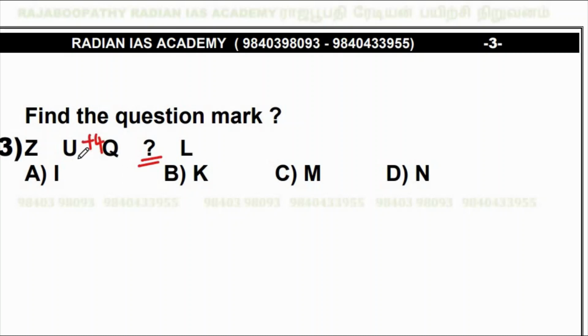Q plus 4 is U. Similarly, U, V, W, X, Y, Z. U plus 5 is Z. Therefore, this must be this plus 3, and this must be this plus 2. So L plus 2. What is L plus 2? M and N.